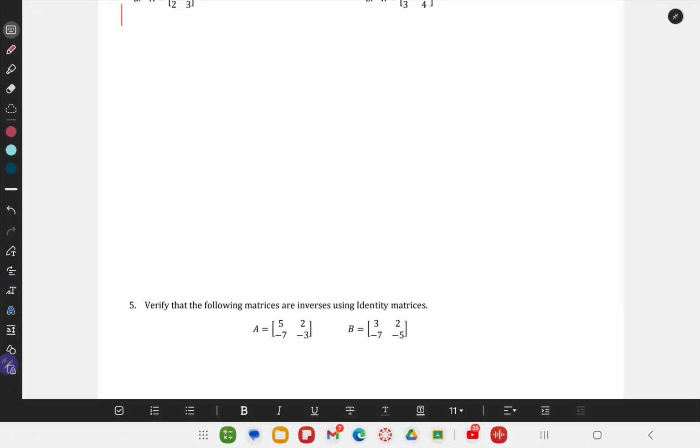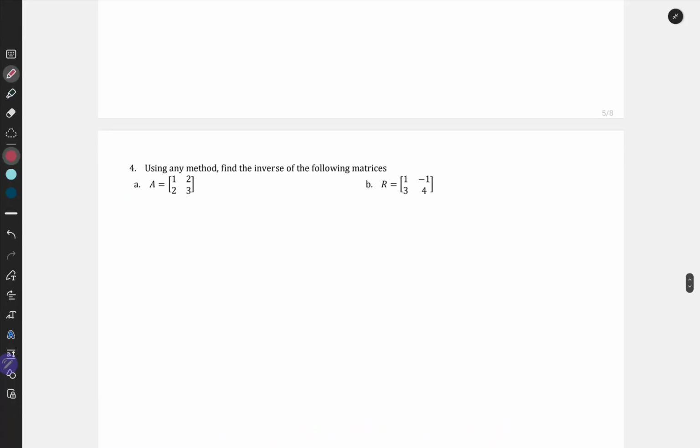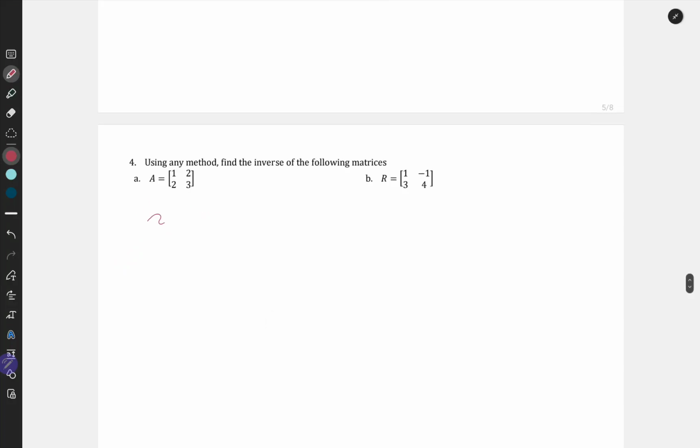Today I will be reviewing how to find the inverse of matrices using any method. So today I'll actually be looking at this and then determining how to find the inverse. First, you look at it and then you go, okay, what would be the inverse of this?